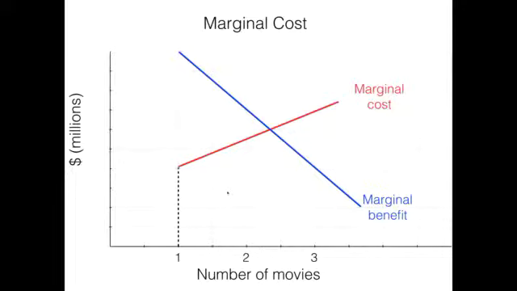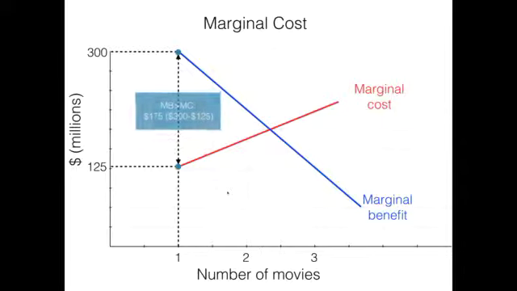So if we have the first movie, which cost $125 million to produce, and which generated $300 million in revenue, we can see that the marginal benefit exceeds the marginal cost by $175 million. So this movie is profitable at $175 million.